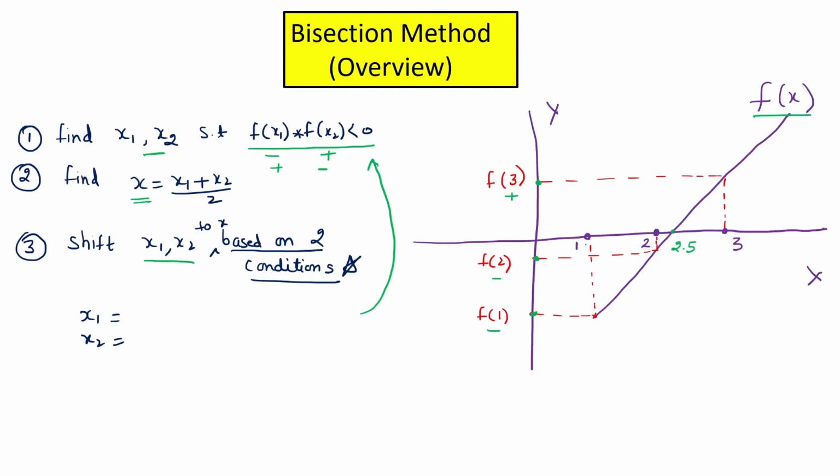So I can choose either 1 or 2 as the value of x1, because both f of 1 and f of 2 are negative values. Let's say I take x1 equal to 1, and as f of x1, that is f of 1, is a negative value, I have to choose another x2 which gives f of x2 as a positive value. So I choose this as x1 and 3 as x2. Now this method says your root will be between 1 and 3.